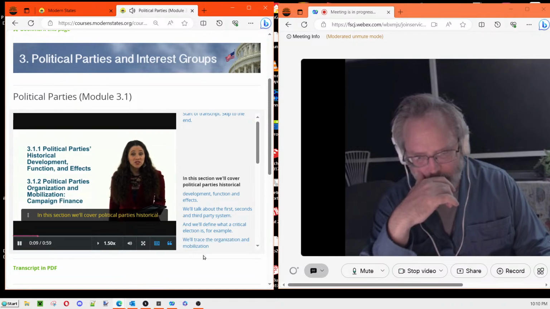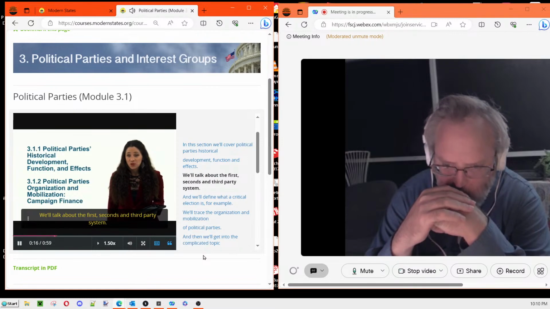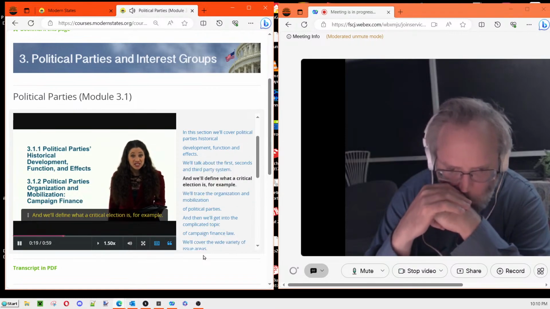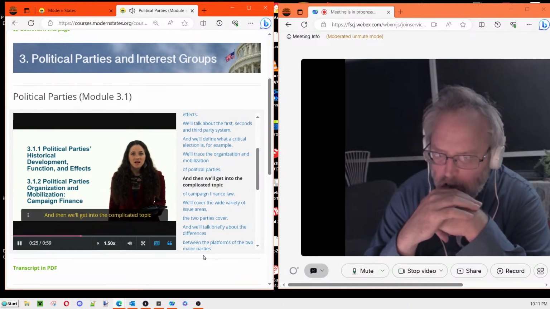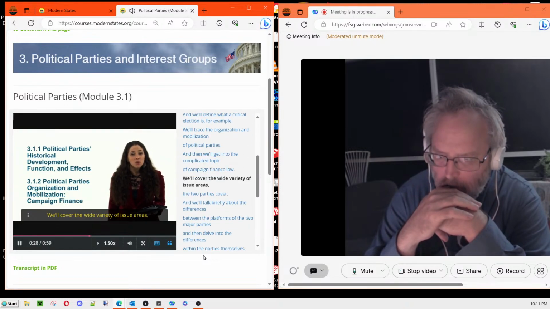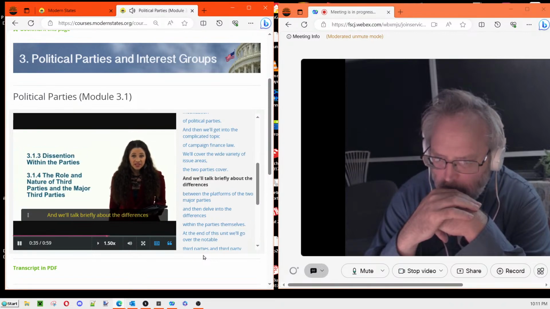In this section, we'll cover political parties' historical development, function, and effects. We'll talk about the first, second, and third party system, and we'll define what a critical election is, for example. We'll trace the organization and mobilization of political parties, and then we'll get into the complicated topic of campaign finance law.